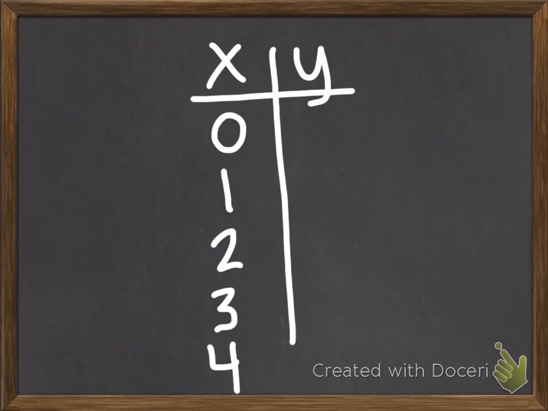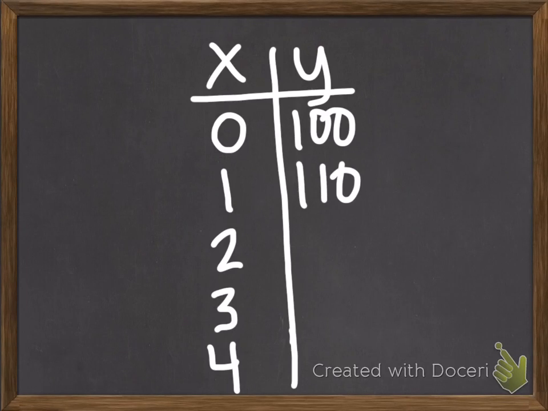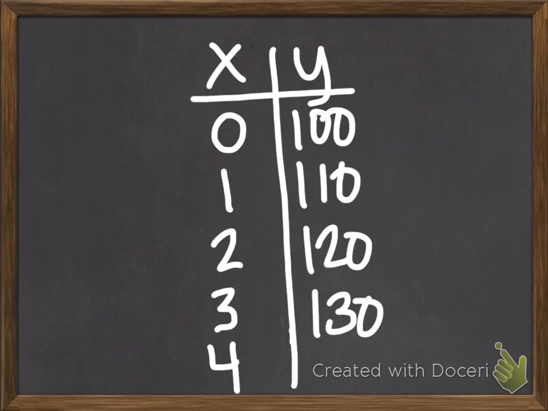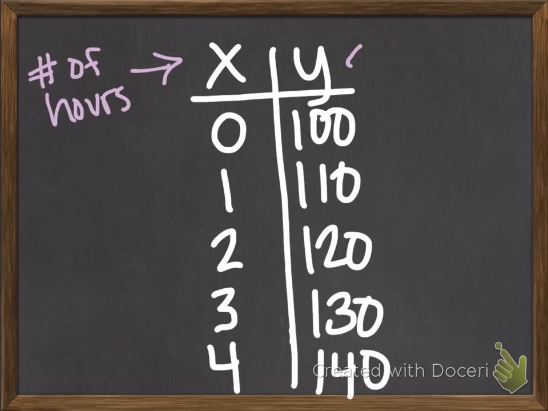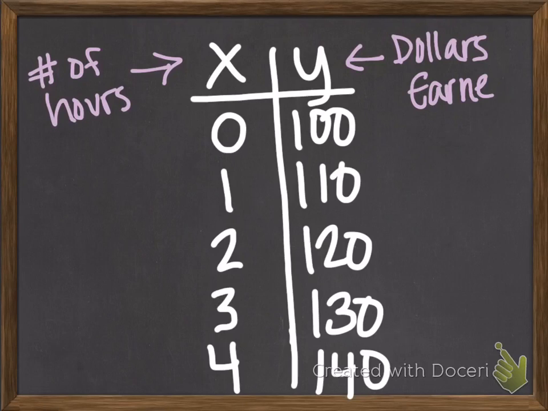If you look at a table for this situation, if we list our hours under the X and the amount of money she makes under the Y, for 0 hours working at the grocery store, she still makes that $100 from babysitting. But if she works an hour at the grocery store, she has a total of $110. If she works 2 hours, she has a total of $120. If she works 3 hours, $130. And if she works 4 hours, $140. So this table represents that situation that was explained in words, or verbally, earlier. The X represents the number of hours, and the Y is the amount of money that's earned.